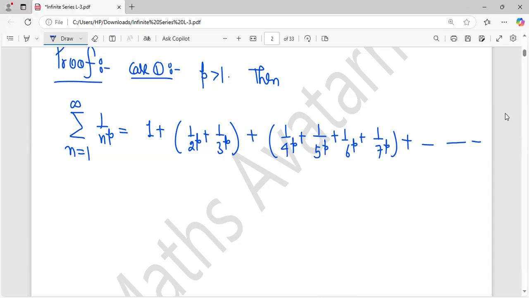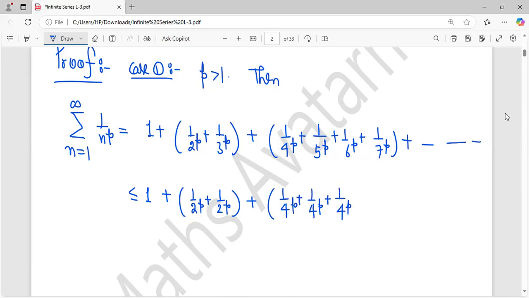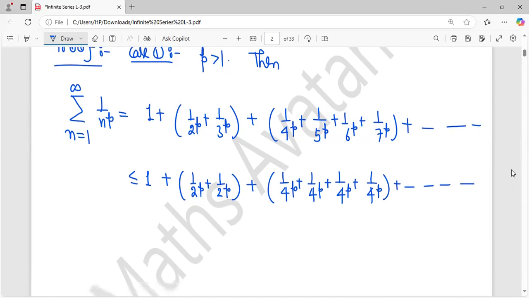Here we are adding two terms, then we are adding 4 terms, then we will add 8 terms, next 16 terms. So this is less than 1 plus 1 upon 2 to the power p plus 1 upon 2 to the power p. I'm taking 2 in place of 3, so the sum will increase. So 1 upon 4 to the power p plus 1 upon 4 to the power p plus 1 upon 4 to the power p, 1 upon 4 to the power p, like that.